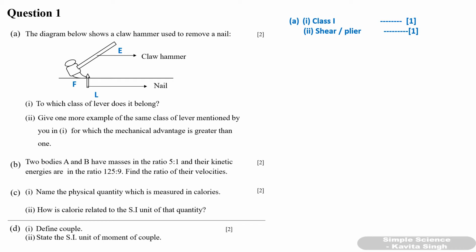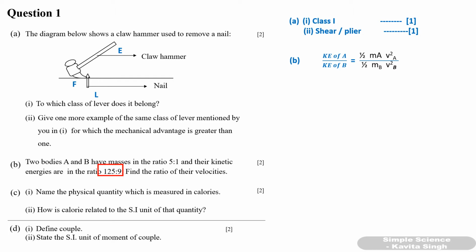Now second question. Two bodies A and B have masses in the ratio 5:1 and their kinetic energies are in the ratio 125:9. Find the ratio of their velocities. So here ratio of mass is given and kinetic energy is given, and you have to find the ratio of velocity. Let us solve this.